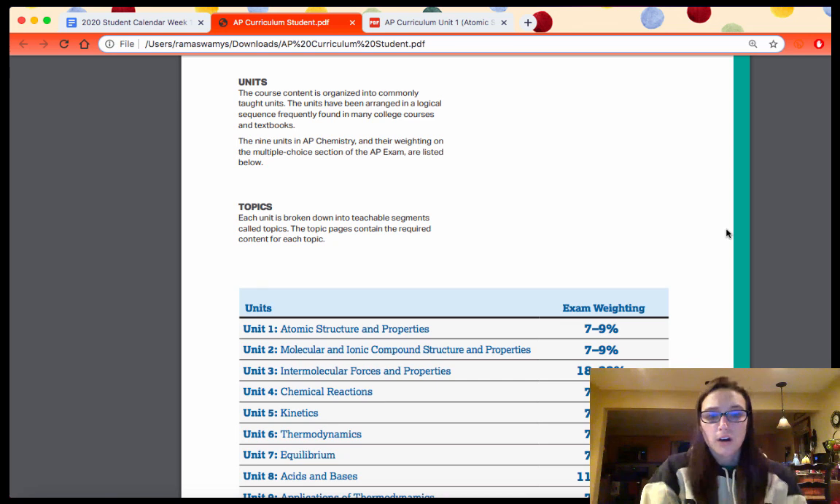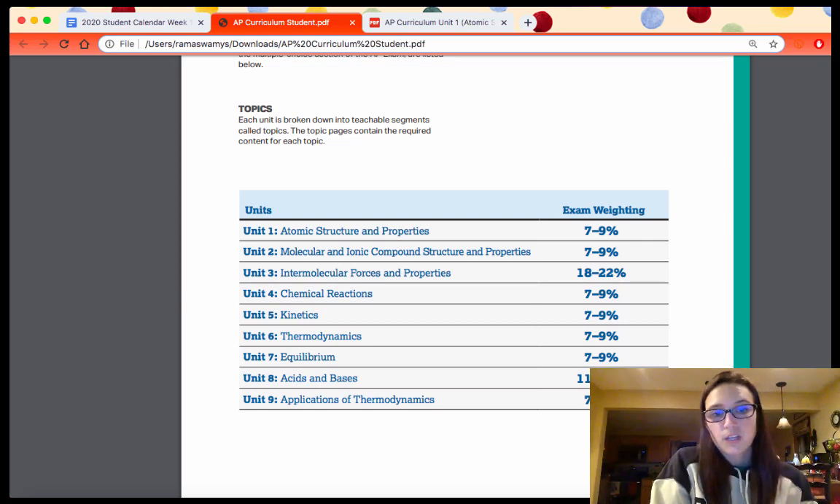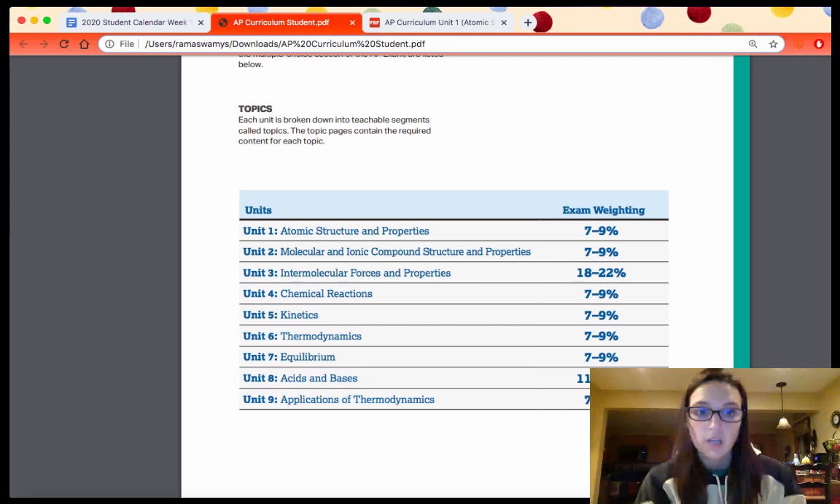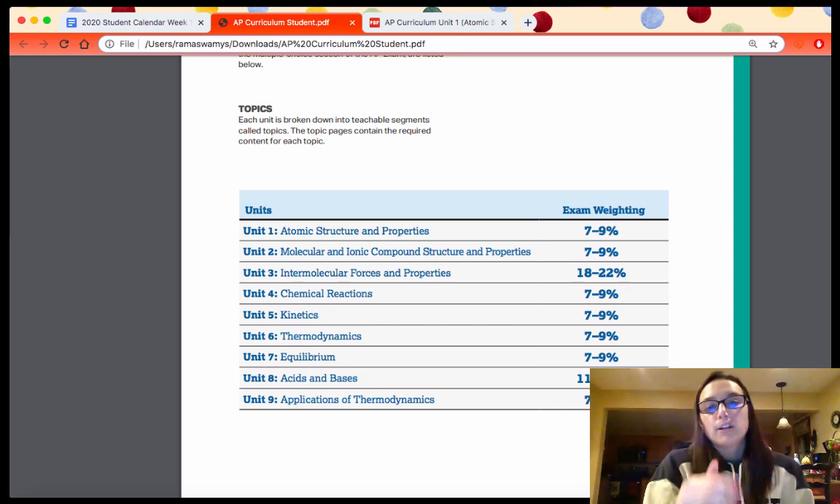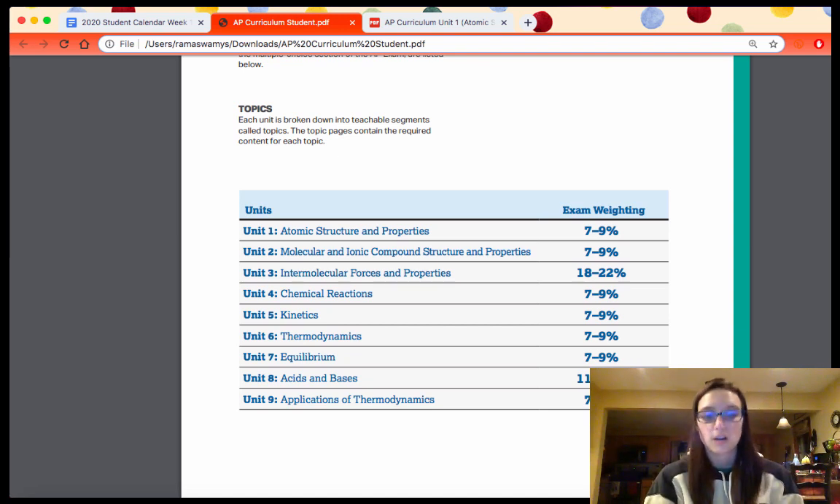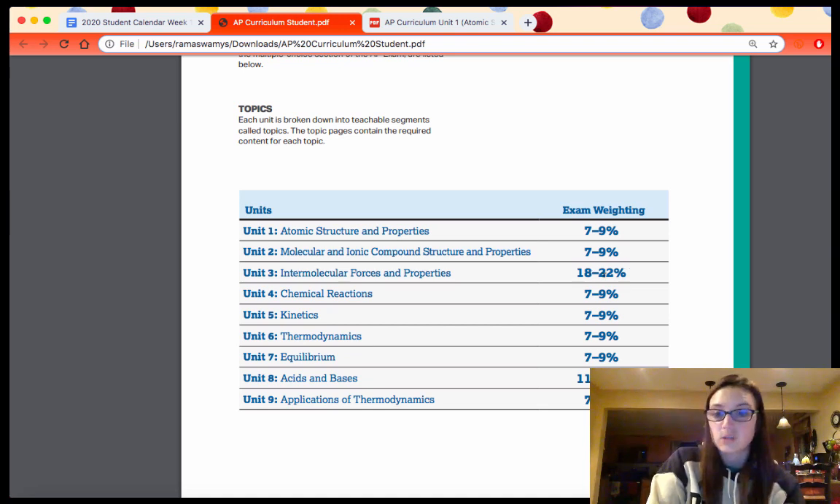The units are the foundation of AP Chemistry. All of the topics, all of the content is split into 9 units. This table here shows the units with the percentage of the exam weighting. So there are 9 units in AP Chemistry. If you actually look at each of the unit guides, you'll see the topics, which are the main ideas within each unit. Out of each of the 9 units, we've essentially covered all of this. We only have a small amount remaining that ties under thermodynamics and then one part of chemical reactions. But you'll notice that intermolecular forces and properties is 18 to 22%, and then acids and bases is 11 to 15%. Everything else is 7 to 9%. So everything else is pretty evenly distributed with the exception of unit 3 and unit 8.